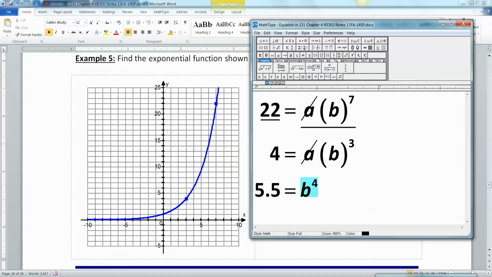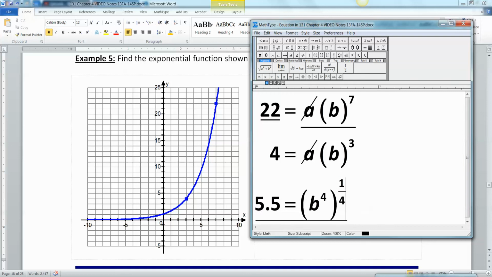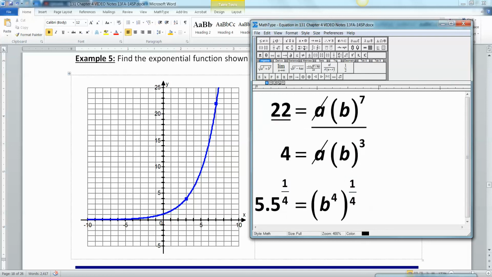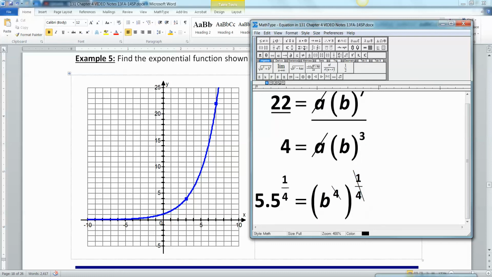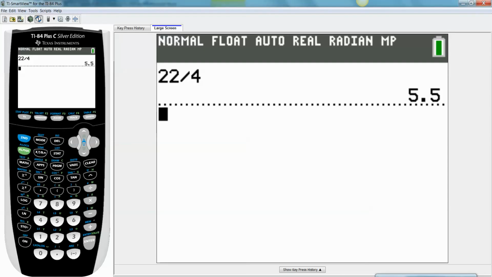And then to get rid of that 4 power, you're going to have to raise that side to the 1/4. And if you do it to the right-hand side, you're going to have to do it to the left-hand side to keep it fair. And we'll make the calculator do this. These will cancel over here, giving 1, because 4 times a 4th makes 1. So 5.5 to the 1/4. So we need to raise that answer, 5.5, to the 1 divided by 4.